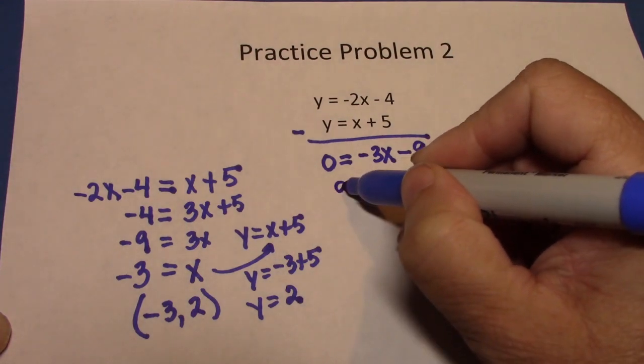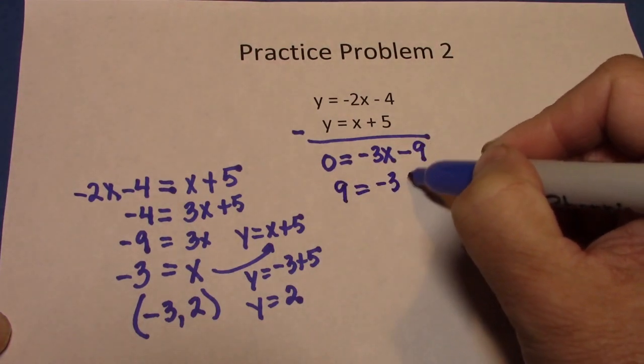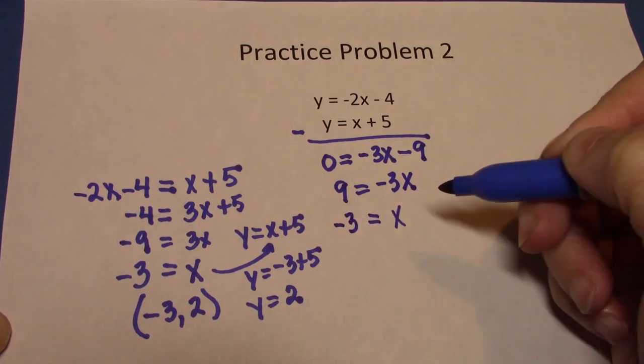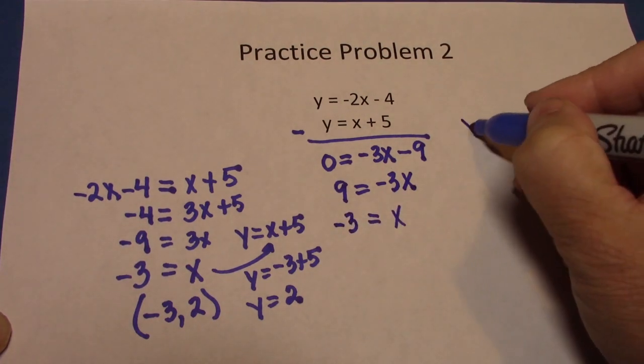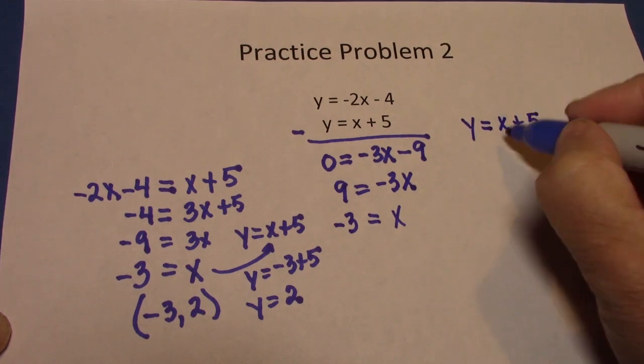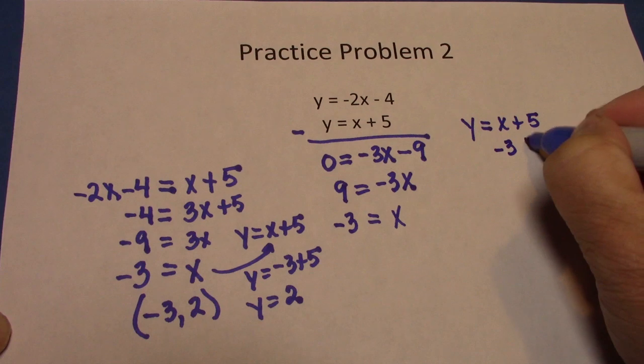Well, add 9 to both sides. 9 equals negative 3x. And divide by negative 3, x equals negative 3. And again, now we'll substitute negative 3 for x.